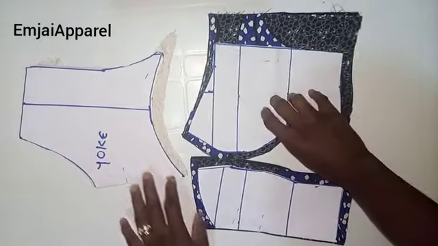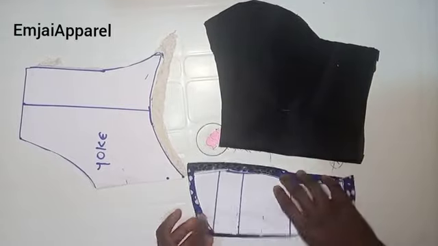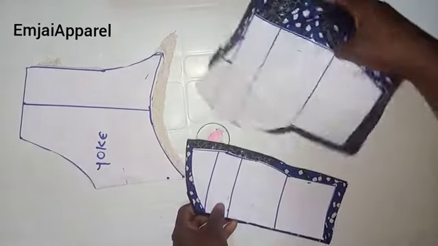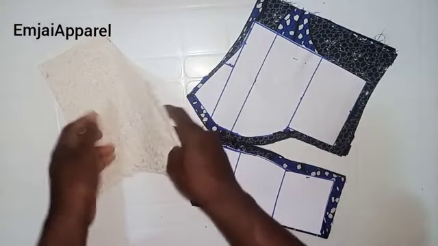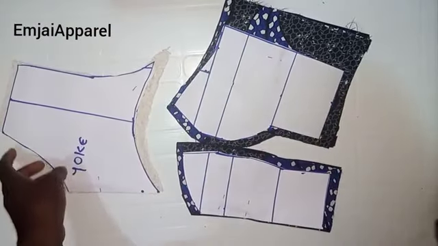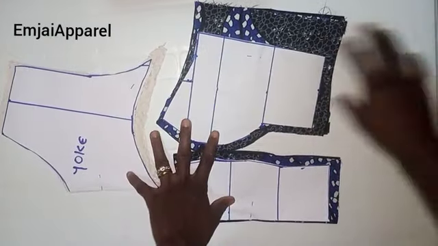I've also cut out the lining for the front and also for the back, but there is no lining on the yoke because I'm using a lace for the yoke. But if you're using another plain fabric, you can add a lining to it, or you can finish it up using a bias.